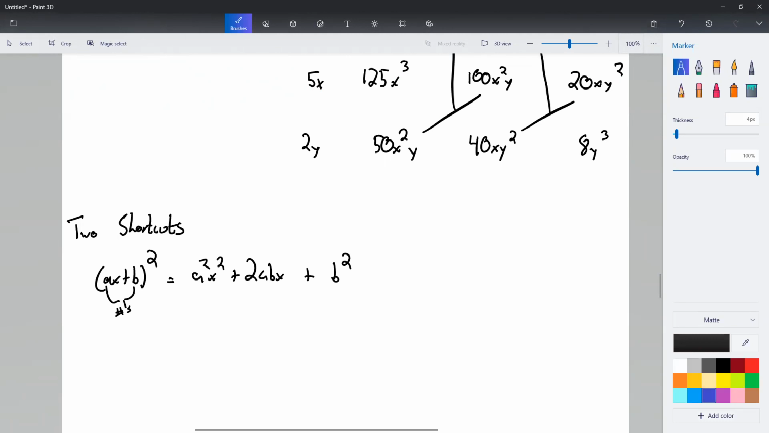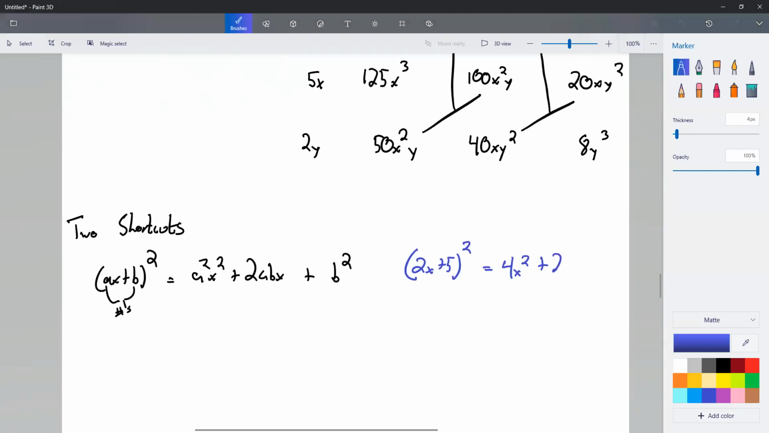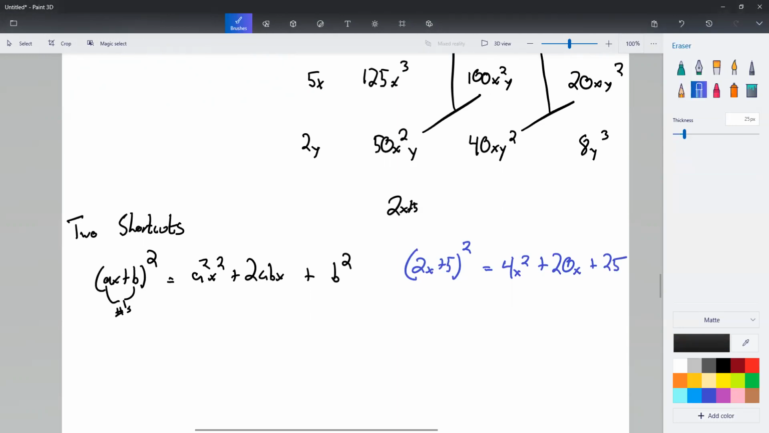If I go ahead and demonstrate that with 2x plus 5 squared, I get 4x squared. Square the 2, square the x squared, plus 2 times 5, you end up with 20x plus square the 5, 25. You can go ahead and double check me by doing this with FOIL. Let's use a different color.